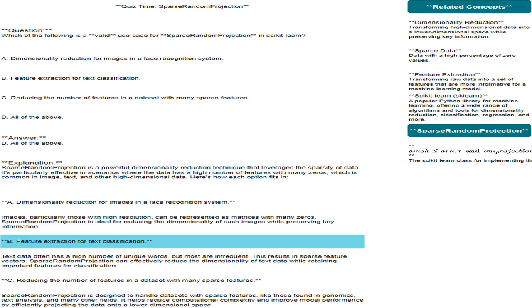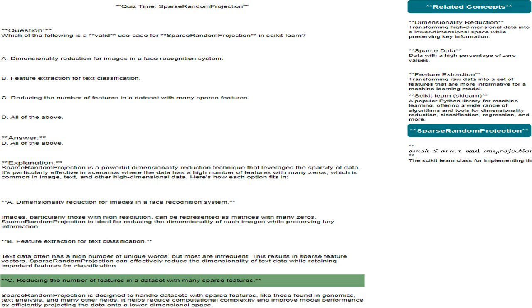B. Feature extraction for text classification. Correct. Text data often has a high number of unique words, but most are infrequent. This results in sparse feature vectors. Sparse random projection can effectively reduce the dimensionality of text data while retaining important features for classification. True.